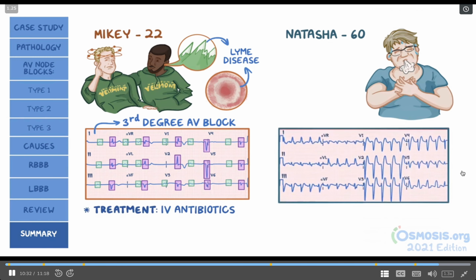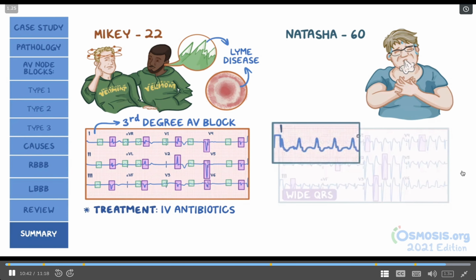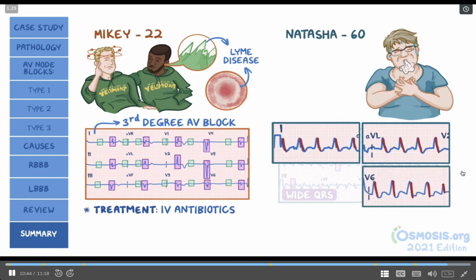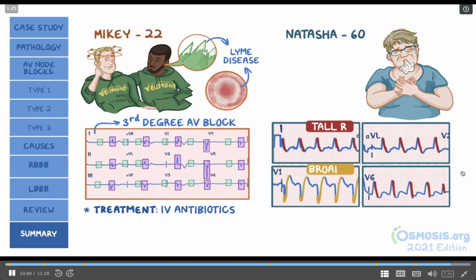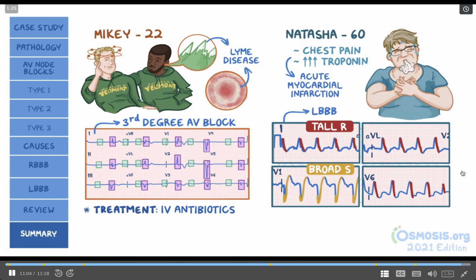Okay, on to Natasha's ECG. First, we see that the QRS complexes are wide in all the leads, but that's not really specific for anything. Looking closer at leads 1, AVL, and V6, we see those characteristic tall R waves. Also, lead V1 shows a broad S wave. These characteristics are indicative of left bundle branch block. Considering Natasha is presenting with chest pain and her troponin levels are elevated, this new LBBB may be indicative of an acute myocardial infarction.